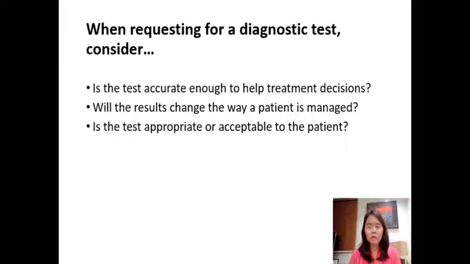However, we must be conscientious in requesting diagnostic tests. We must not fall into the habit of routinely requesting them because many times it may be inefficient or sometimes even detrimental to a patient. So before doing any diagnostic test, consider the following.